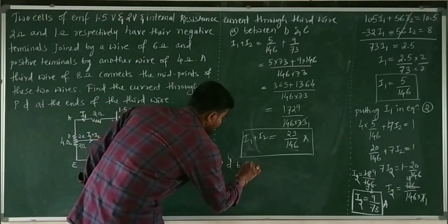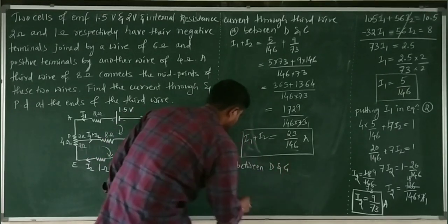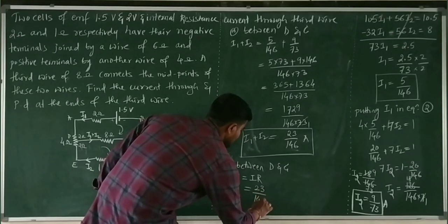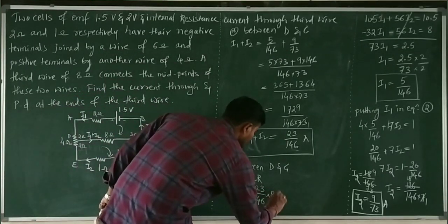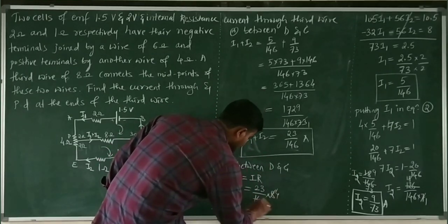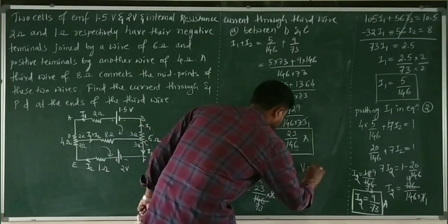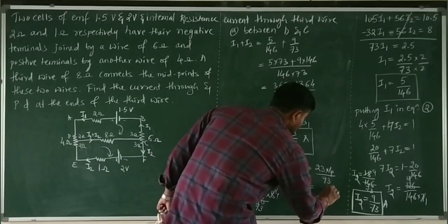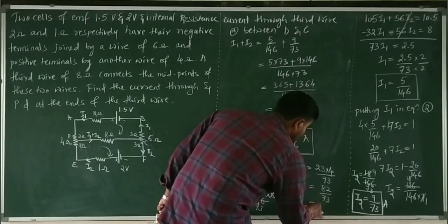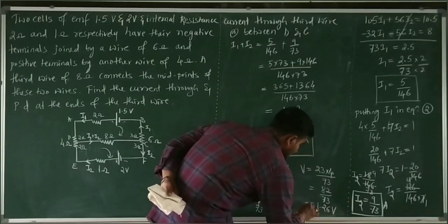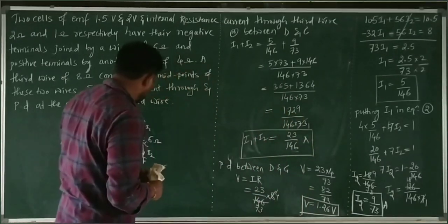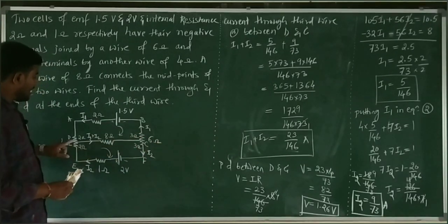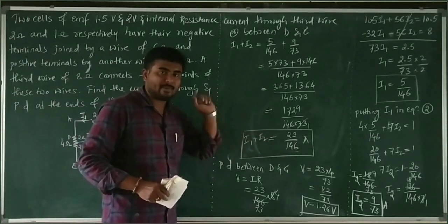Potential difference between D and C: V is equal to I into R. I is 23 divided by 146, into R, which is 8 ohm. So 2 4s are 8, 2 73s are 146. So V is equal to 23 into 4 divided by 73, which is 92 divided by 73. Approximately it comes to be 1.26 volt. Therefore, the potential difference between D and C, across the 8 ohm resistor, is 1.26 volt, and the current across this 8 ohm resistor is 23 divided by 146.